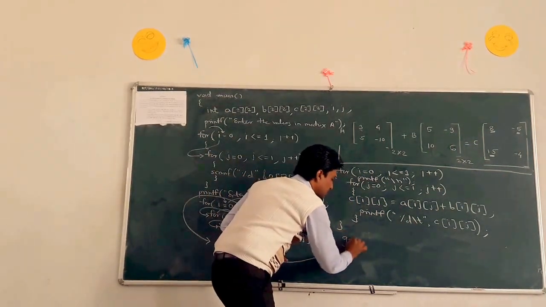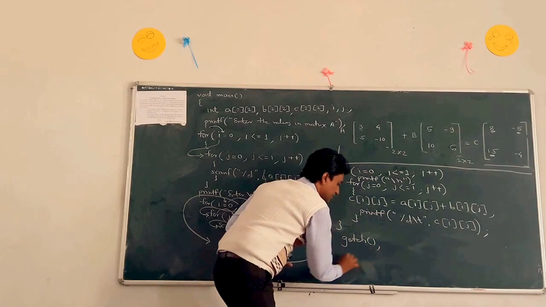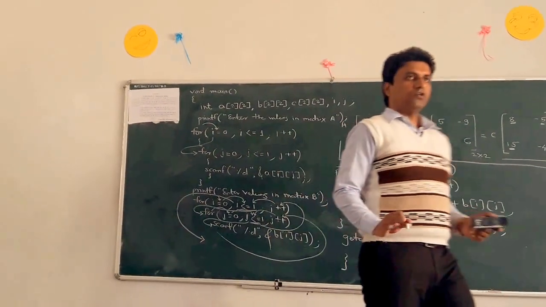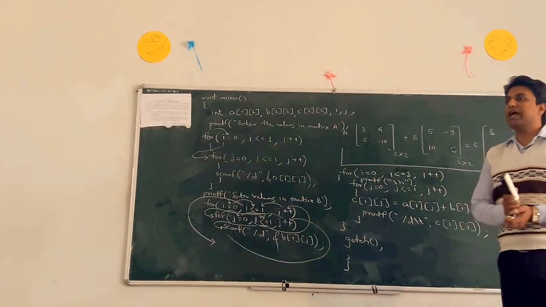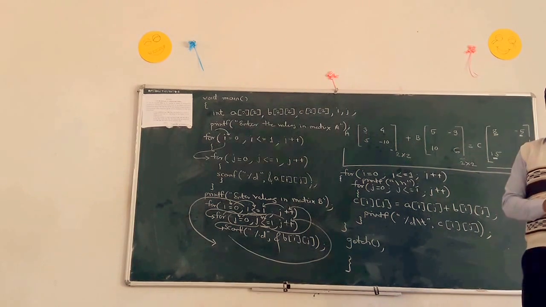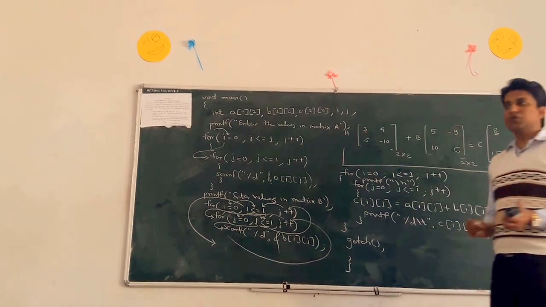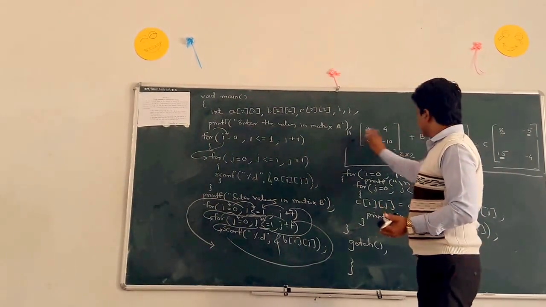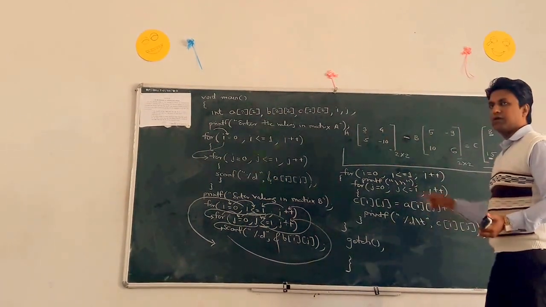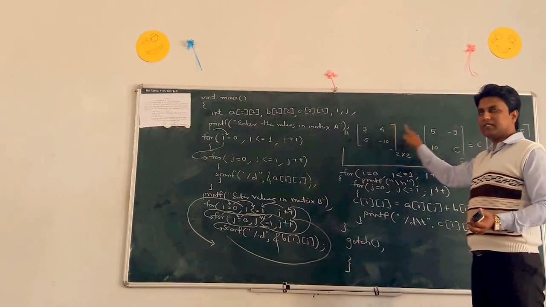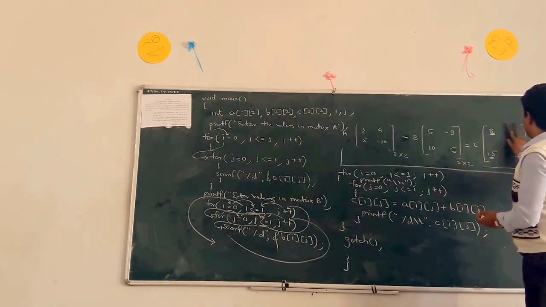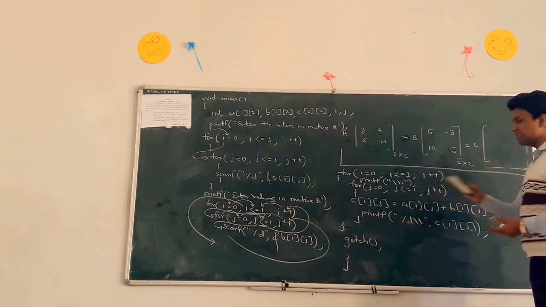The next statement is getch. getch complete, and the main function gets completed. So this is a simple program for addition of two matrices. In a similar way, subtraction of two matrices. Suppose we take the same example. This is the minus operator. So the A of 0, 0 element is subtracted from B of 0, 0, and whatever the result is, it is stored into the third matrix C.